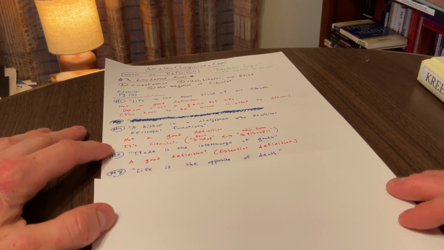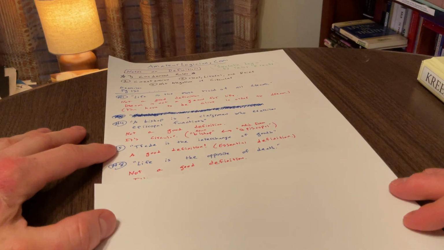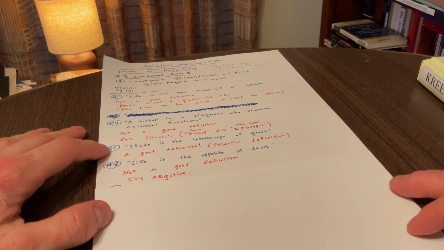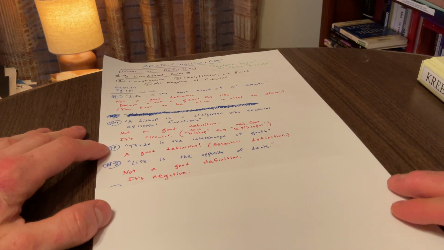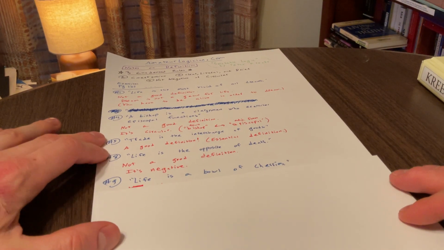How about number eight? Life is the opposite of death. Okay. It's a good sentence, but is it a good definition? It doesn't seem so because it's negative. Okay, so we want to avoid that. I mean, it's not a bad sentence, nothing wrong with it, but we're thinking about, is this a good definition? That's really what we're asking.